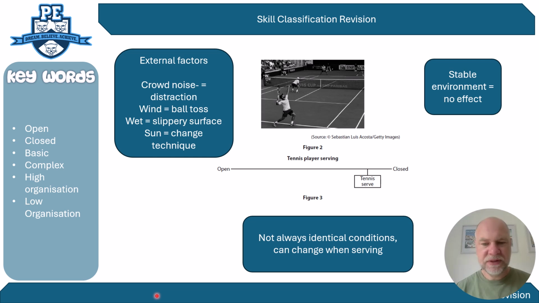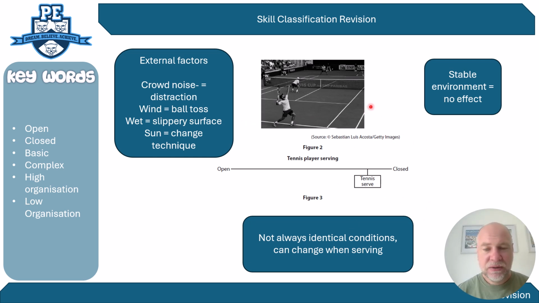So this is an example of an exam question where they've given you the skill of a tennis serve and they've placed it already on the continuum, and then they're asking you to justify why it isn't at the fully closed end. Now if you had this exam question, it doesn't have to be open or closed, it could be any of the continuums, but in this scenario it's open and closed, you start off with justifying why it is at the closed end.